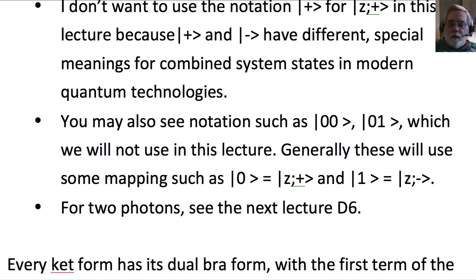Now for two photons, which are spin 1, not spin 1/2, this lecture does not apply. See the next lecture, D6, which will talk more about polarization states than spin states.